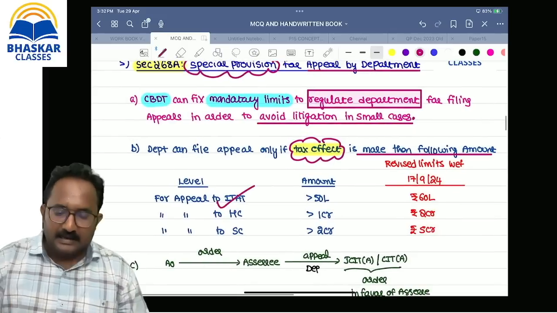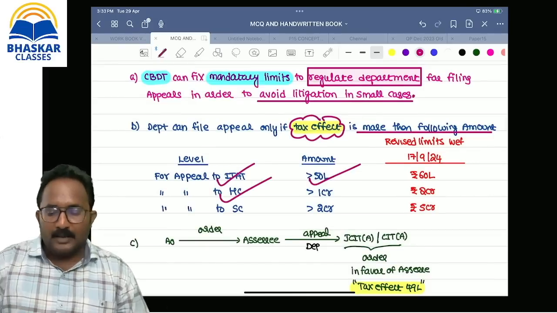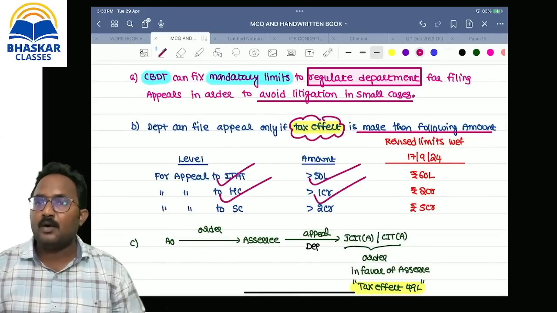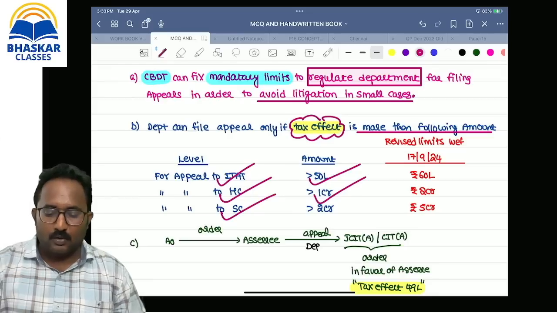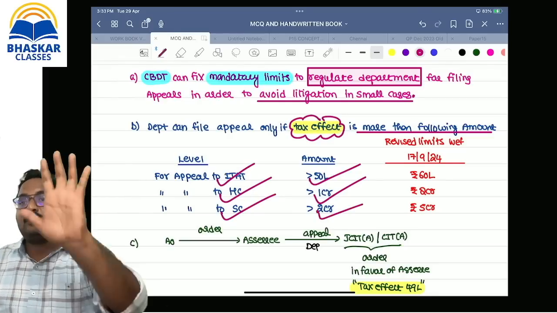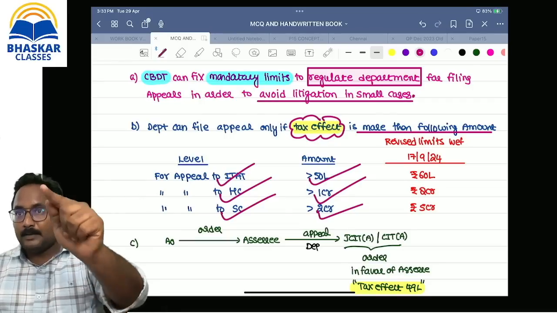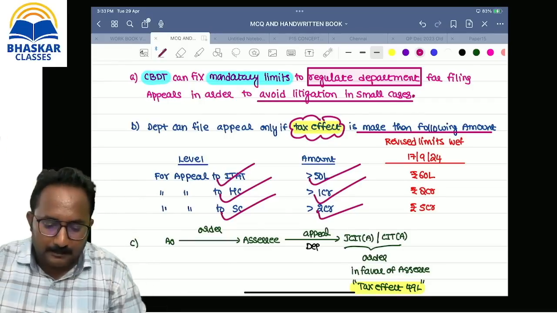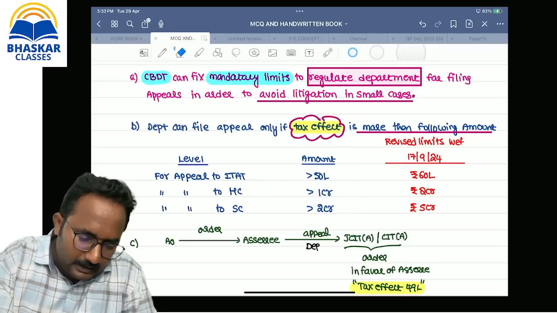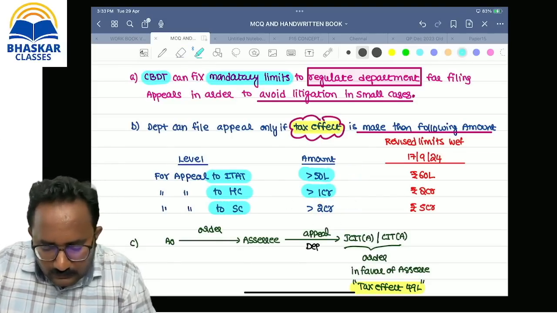Before the ITAT, if the department wants to make an appeal, the tax amount must be more than 50 lakh. Before the High Court, the tax amount must be more than 1 crore. Before the Supreme Court, the tax effect must be more than 2 crore. Not total income, this is the tax effect. Before ITAT, more than 50 lakh; before High Court, more than 1 crore; before Supreme Court, more than 2 crores.